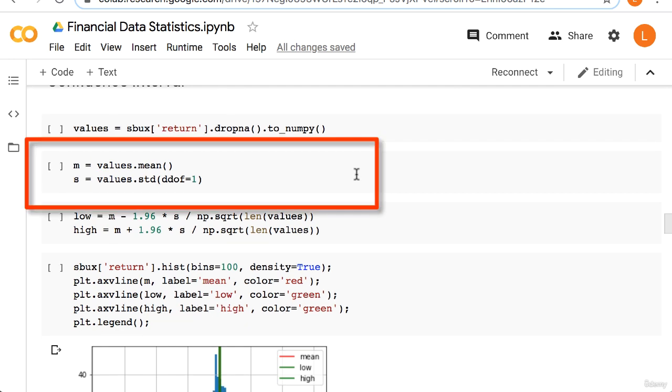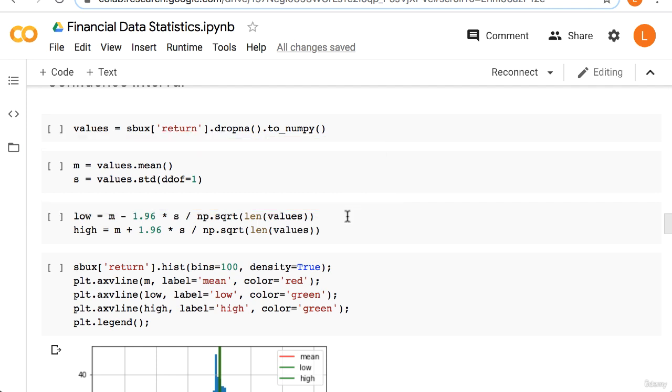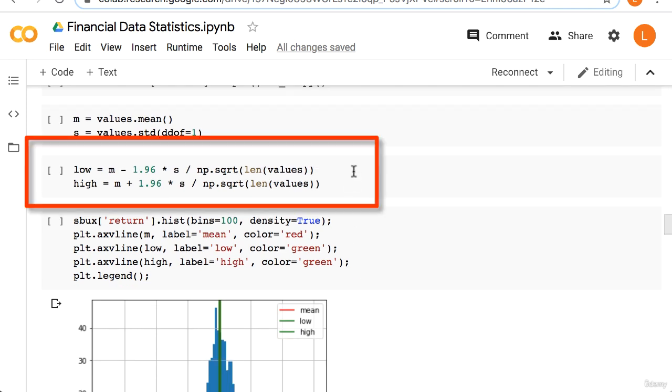Next, we're going to grab the mean and the standard deviation of the values array. We'll call these M and S. Next, we're going to calculate the lower and upper limit of the confidence interval. As you recall, this is the sample mean plus or minus 1.96 times S divided by the square root of n.